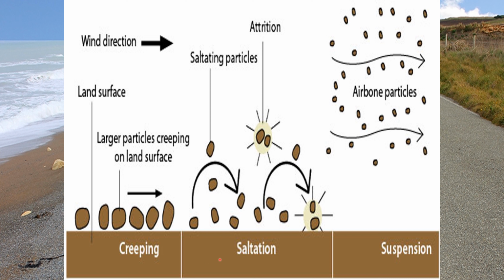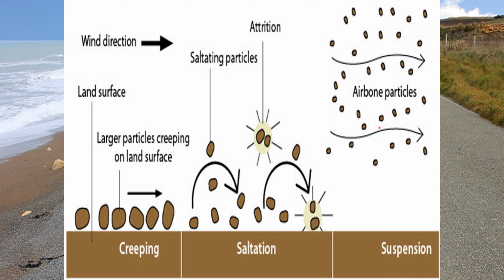You get saltation, where the particles are actually going to jump as they move from one point to another. Sometimes they're going to hit each other or hit the ground. We call this attrition. And what's going to happen is those sediments are going to get further weathered and they're going to break down into smaller and smaller pieces. Saltation literally comes from the Latin meaning to jump. In Spanish, at least, saltar is to jump.